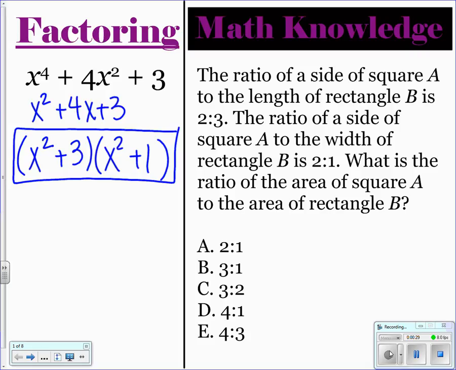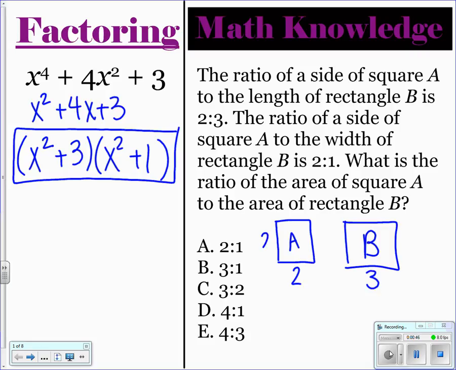For the math knowledge question, we have a square A and a rectangle B. The length of the square to the rectangle ratio is 2 to 3. And then for the width, it is 2 to 1. What's the ratio of the area of A to B? Well, the area of A is 2 by 2, which is 4. For B, 3 by 1, which is 3. So our ratio is going to be 4 to 3, E.